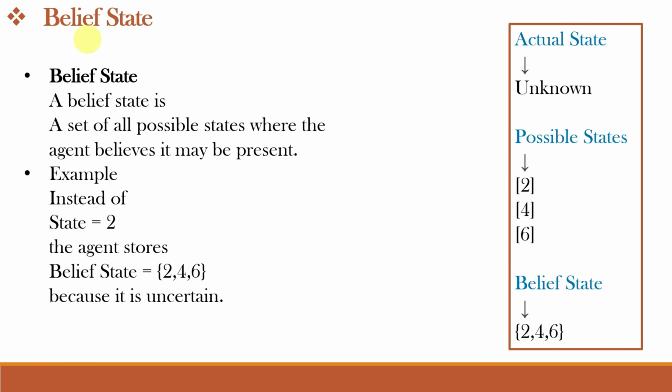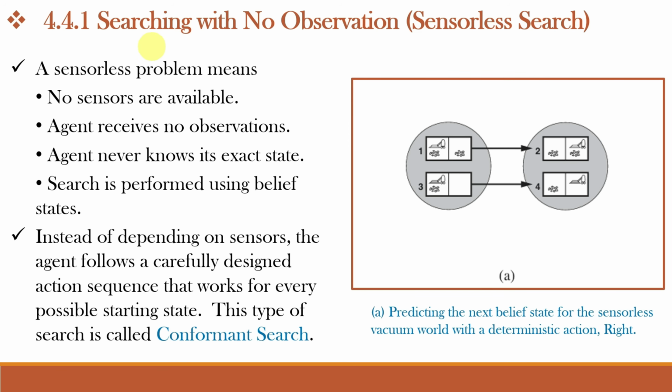The most important concept of this topic is the belief state. Suppose a robot enters a building and its sensors are weak. It cannot determine its exact room. It only knows that it could be room number 2, room number 4 or room number 6. So instead of storing one state, the robot stores all possible states together. So remember, belief state is equal to the set of possible states, and searching is now performed on belief states instead of physical states.